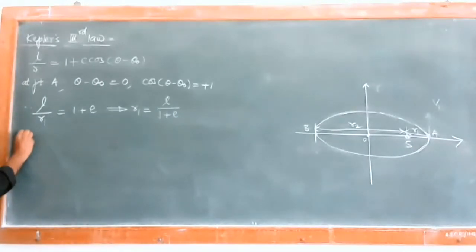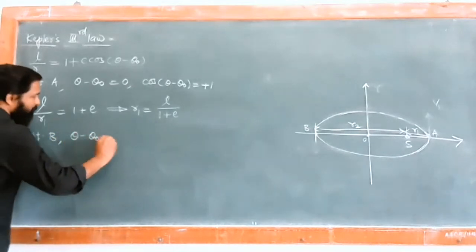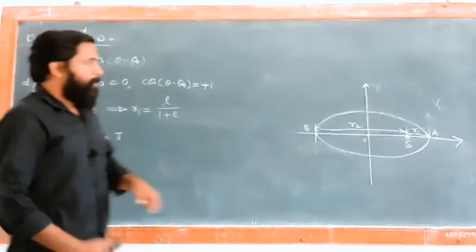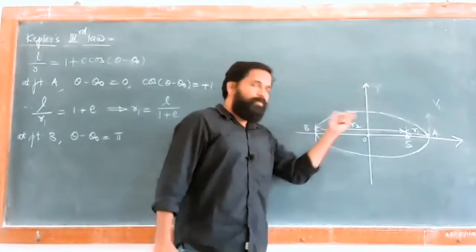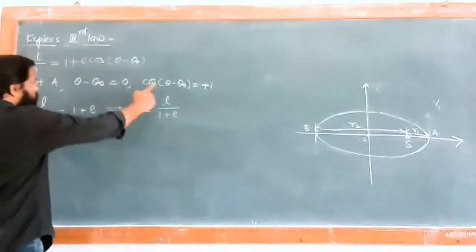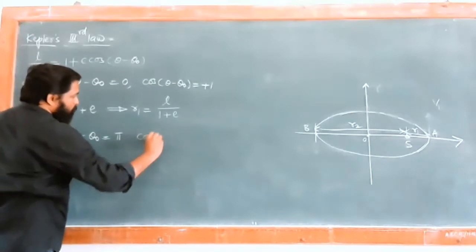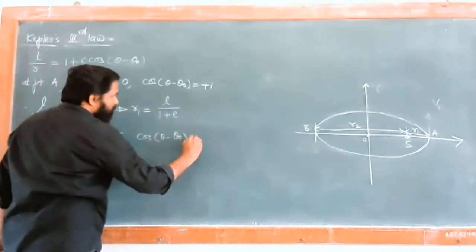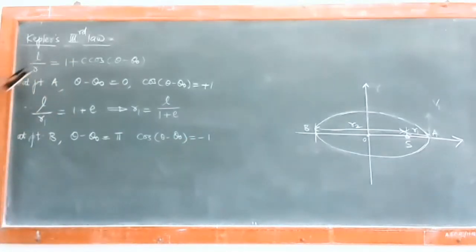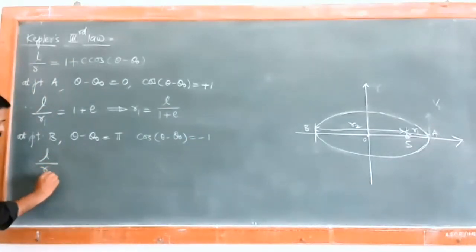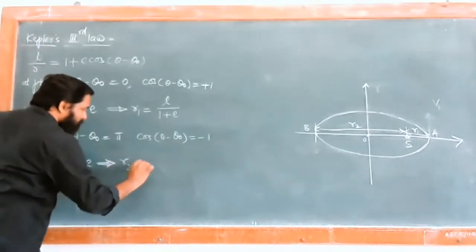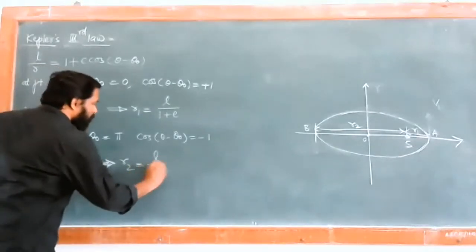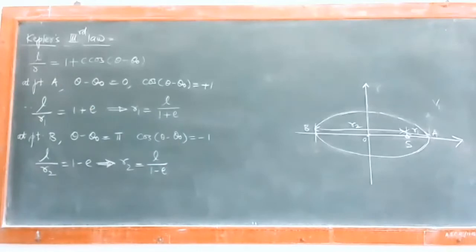And at point B, okay, let us say this angle theta minus theta naught is equal to pi. At point A it is equal to 0, and at point B it is equal to pi. So this cos of theta minus theta naught, that is cos of pi, is equal to minus 1. And that's why this equation can be written as L upon R2 is equal to 1 minus E. Or we can write that as R2 is equal to L upon 1 minus E. So you can have these equations.